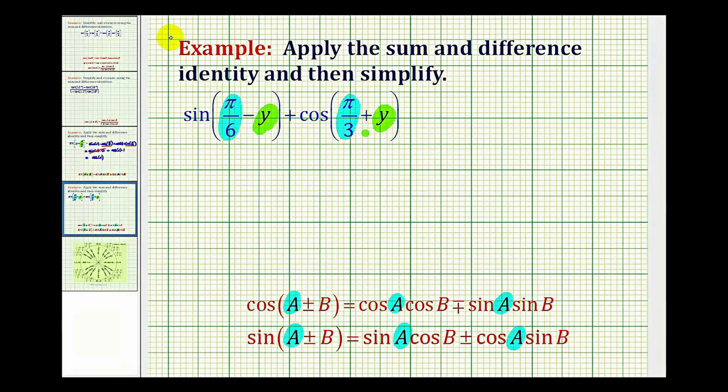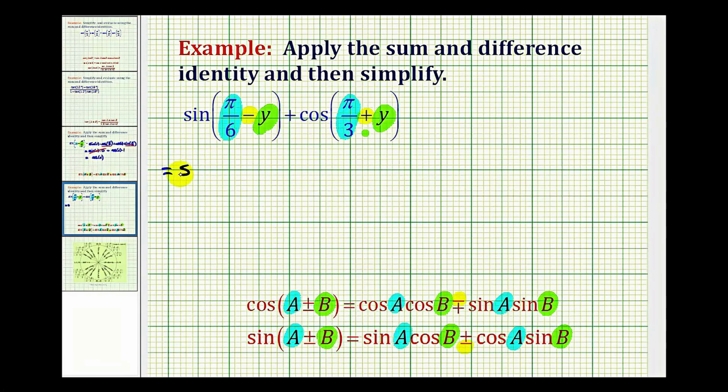So for the difference identity for sine, this is y, so we'll have a y here and a y here. And then for the sum identity for cosine, b is equal to y, so we'll have y here and y here. And since we have a minus sign here, notice this is the bottom operation, we'll have a minus sign here. And then for cosine, since we have an addition sign here, which is the top operation, we'll have a minus sign here. So let's go ahead and write all this out.